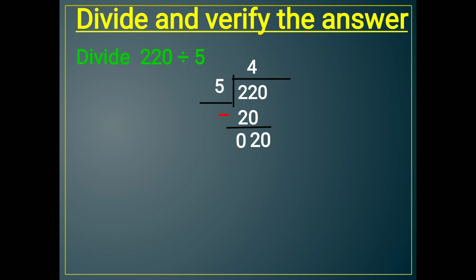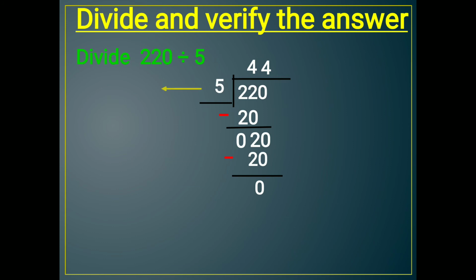Okay, now 2 is smaller than 5, so it is not divided easily. So we will take one more digit, that is 0. So it makes 20. And look here, 20 is easily divided by the 5. So it will go 4 times. 5 fours are 20. And after that you will write 20 just below the 20. Okay, and after that you will subtract 20 from 20, we will get 0.